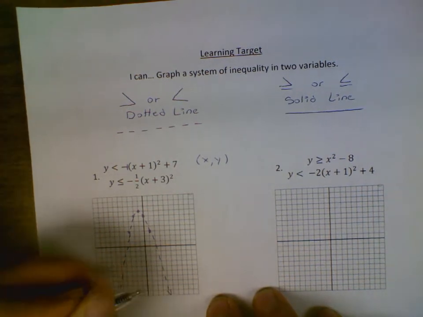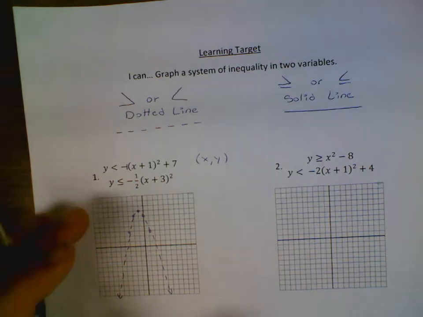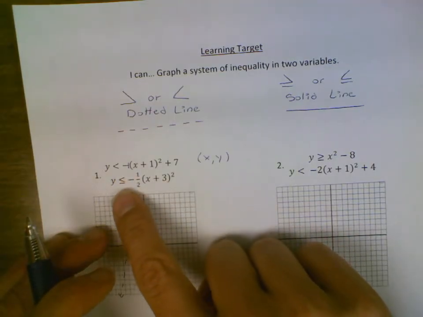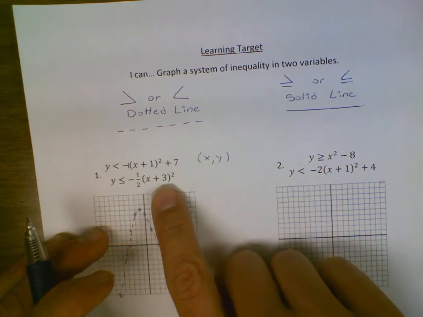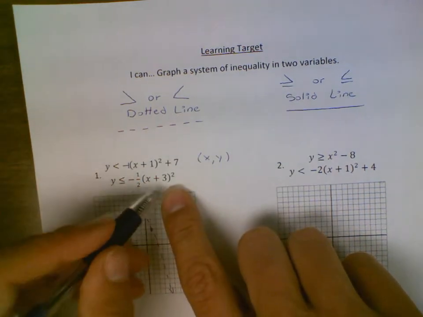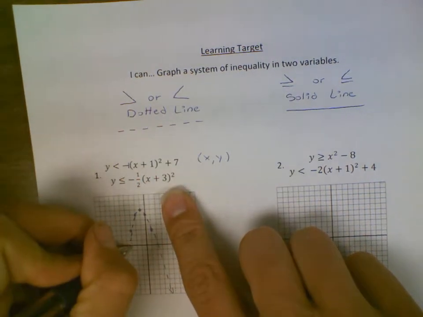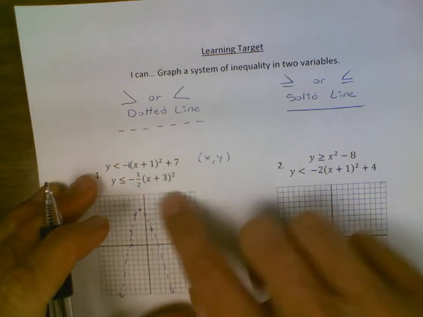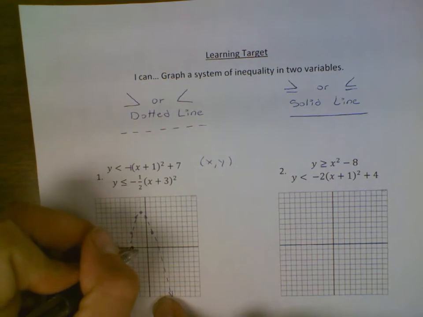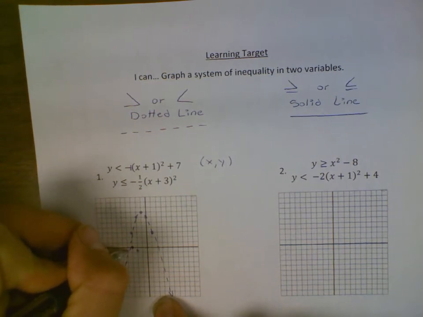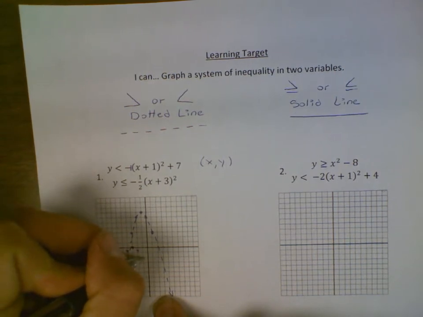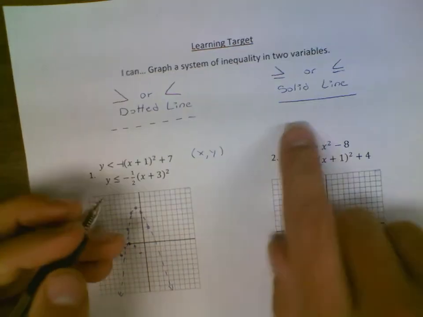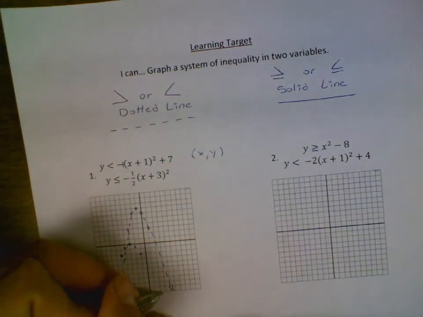Okay. Now, I'm going to leave that graph for a second. I'm going to graph the second one. So this one says y is less than or equal to negative 1/2 x plus 3. I'm going to go ahead and graph this guy. So plus 3 takes me up 3. And then I have negative 1/2 as my slope. So I go over 1, down 1/2, and over 2, down 1. This time it's equal to, so it's a solid line. So I draw a solid line through those points.